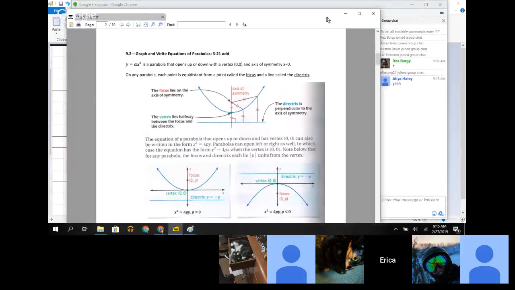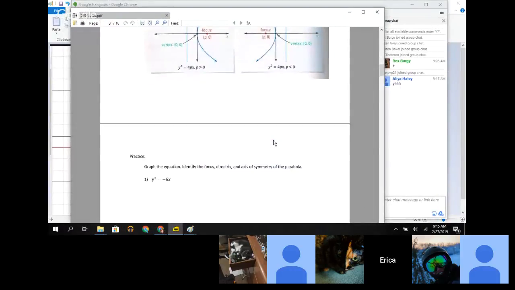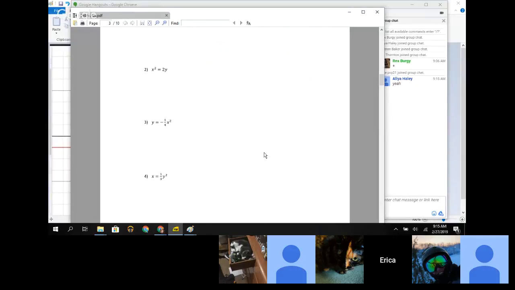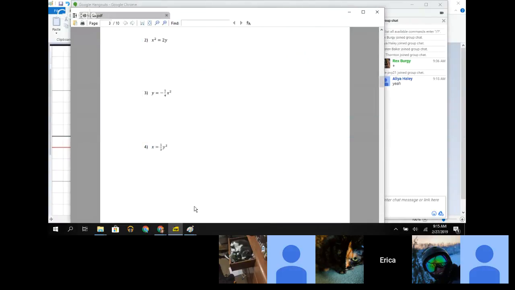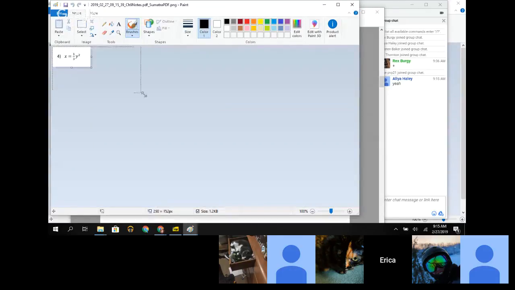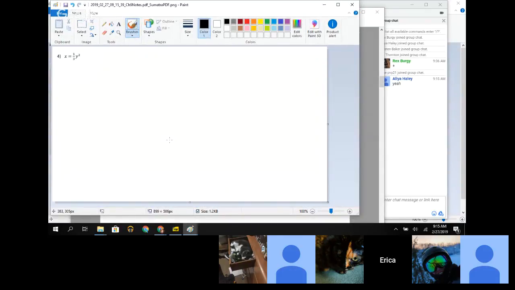Okay, so we did a bunch of these in class. Remember, they're not actually too terribly difficult to do. What we want to do is graph the equation, identify the focus, the directrix, and the axis of symmetry of the parabola. Okay, so we're going to do this one here, which is number 4, because I think we did all the other ones in class, if I remember right. So it's x equals 1/3 y squared, right? x equals 1/3 y squared.